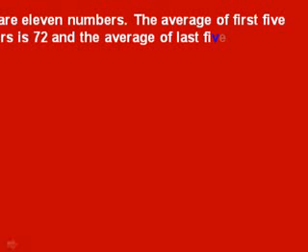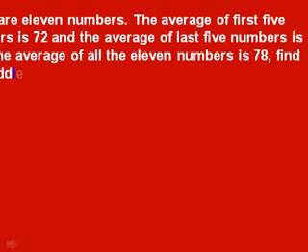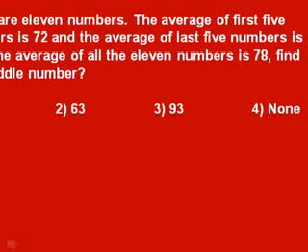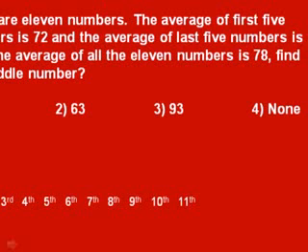Now let's take a look at another example, and this is a complex example which is very complex if we solve it using the simple method. We'll see how the deviation method makes it simpler. Now these are 11 numbers. The average of the first 5 numbers is 72. The average of the last 5 numbers is 81. And the average of all the 11 numbers is 78. So we have to find the middle number. Now this is the middle number here.